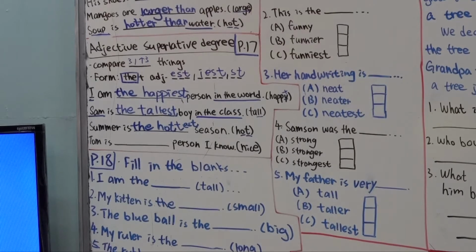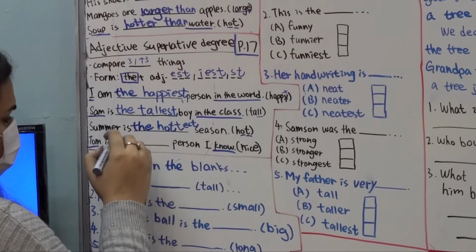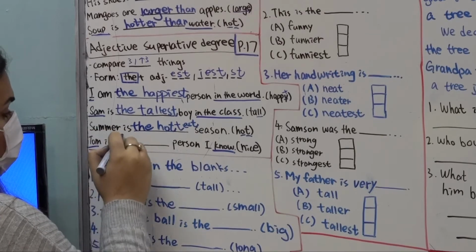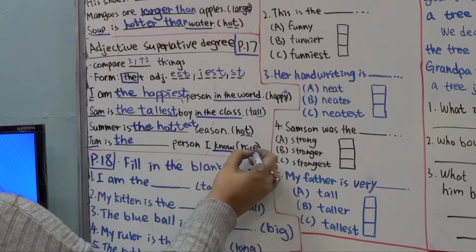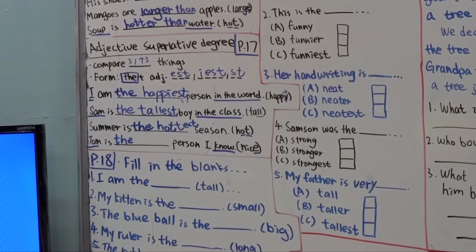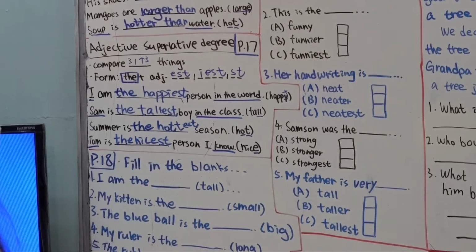5, 4, 3, 2, 1. So, I know. There are lots of people you know, basically more than 3. So, again, we use superlative. Tom, not Sam. Tom is the... The adjective ends with E, so what do we have to do? Do we add EST? N-I-C-E-E-S-T? No, we just add ST, that will be enough for us. Tom is the nicest person I know.